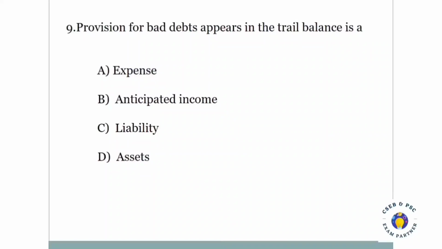Question number 9. Provision for bad debts appears in the trial balance as option A expense, option B anticipated income, option C liability, option D assets. Answer is liability.